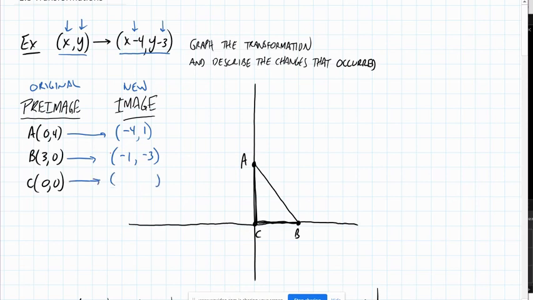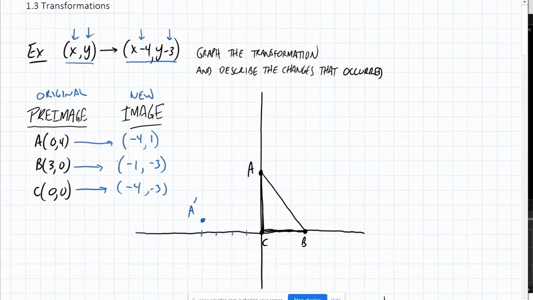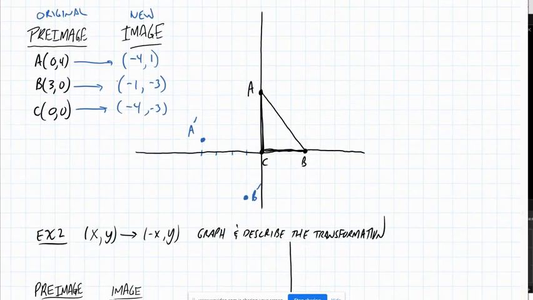So go ahead and see if you can figure out what is the image of point C. If you subtract 4 from the x coordinate, you should get negative 4. And if you subtract 3 from the y-coordinate, you should get negative 3. So now we'll go ahead and plot our image points. Negative 4, 1 is here. So we'll call that point A prime to indicate that it's the image of A. Point B ended up at negative 1, negative 3. That would be here. So we'll call that point B prime. And point C is at negative 4, negative 3. We'll call that point C prime.